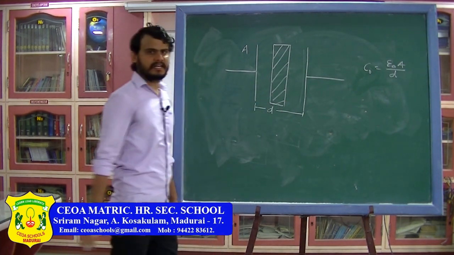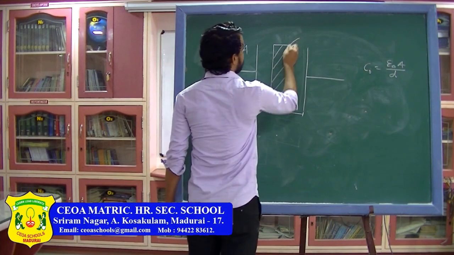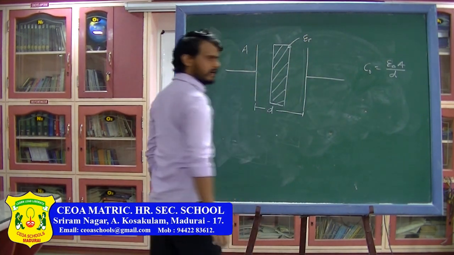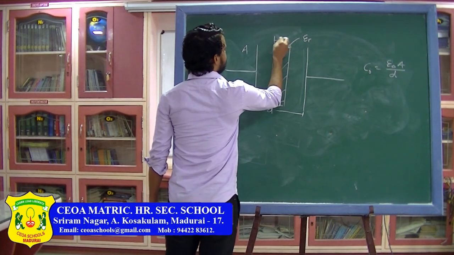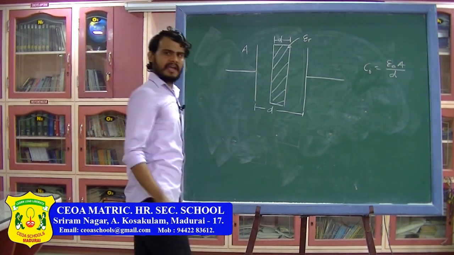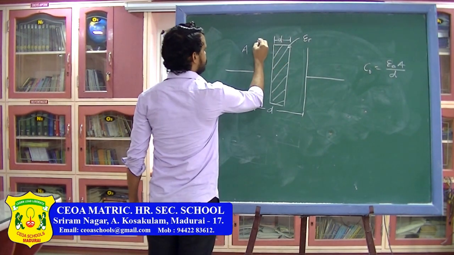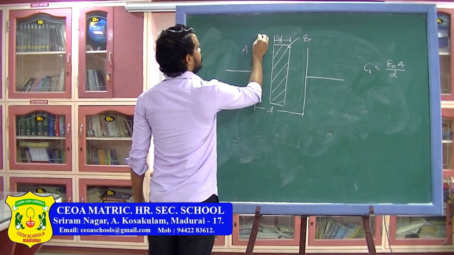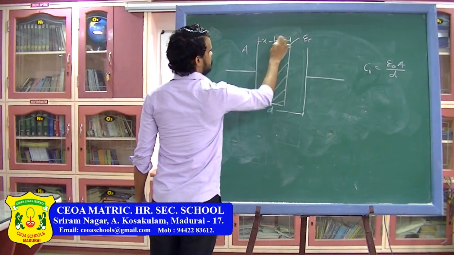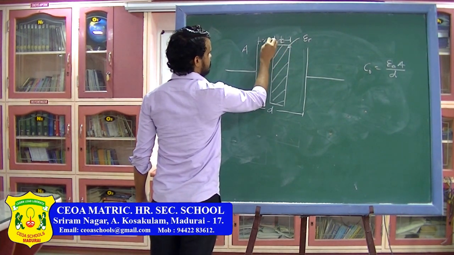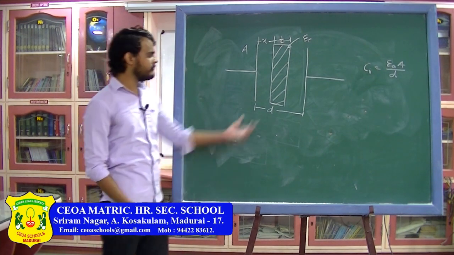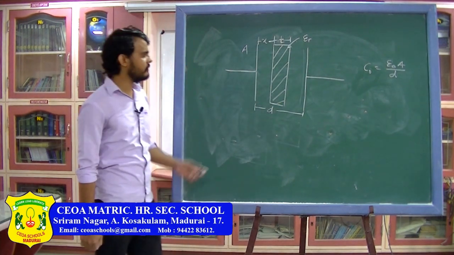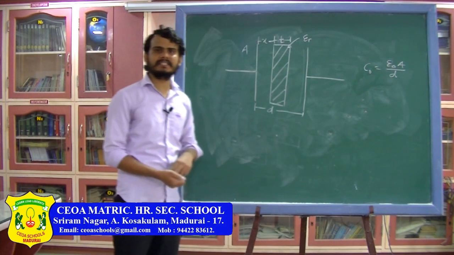I have inserted a dielectric slab of relative permittivity epsilon r. The thickness of this slab is T, and the distance of the dielectric slab from this plate is x. We have to find what happens to the capacitance in this case.